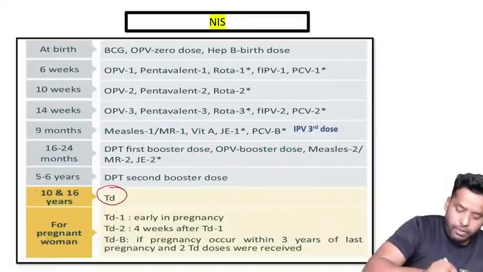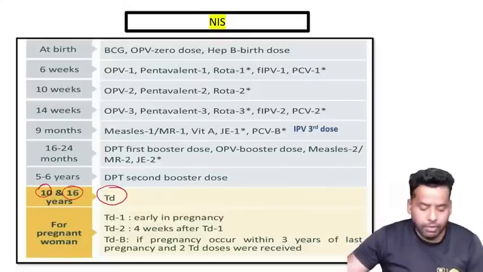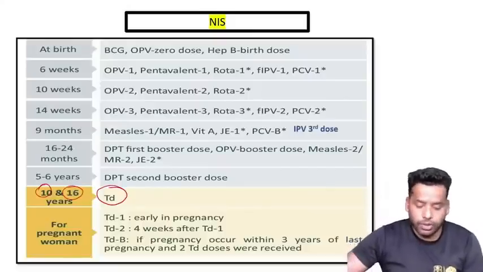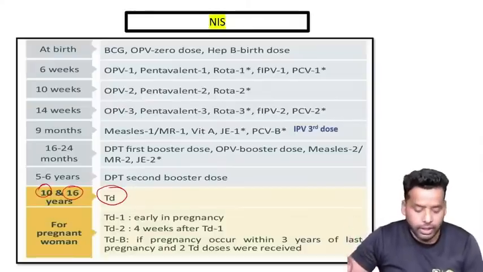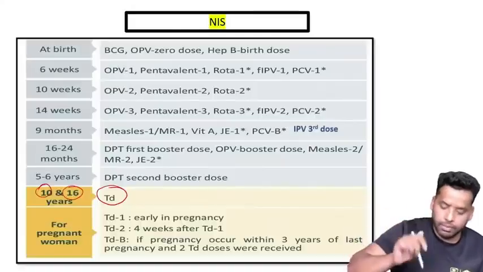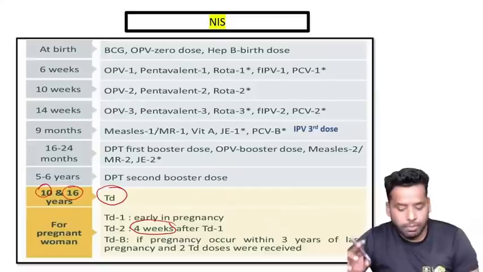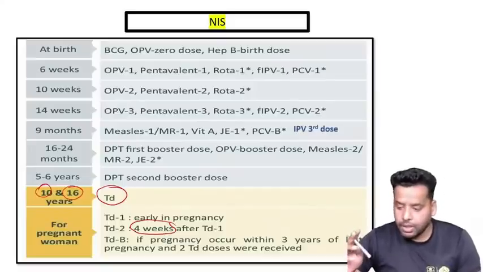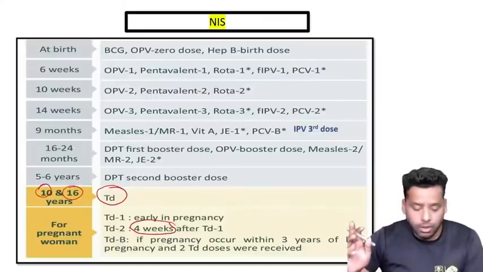In the adolescent age group, we are giving TD1, TD2. 2 doses of TD. Same thing in pregnancy. What will be the gap between 2 doses of TD? Repeat. In pregnancy, I am asking. What will be the gap between the 2 doses of TD vaccine?